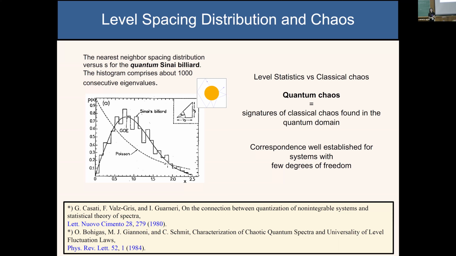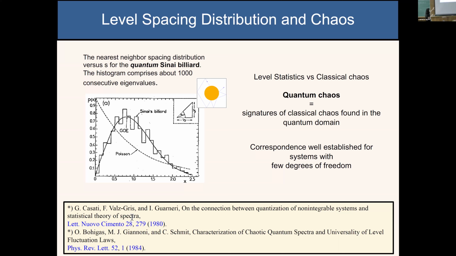Wigner was not talking about quantum chaos. Nobody was talking about chaos in the 50s. The story about quantum chaos comes much later, in the 80s. For those who know, there is this paper by Bohigas, which is very much mentioned. There is even an earlier paper, 1980 by Casati, also discussing this connection with real chaos in the classical system, and level repulsion in the quantum domain.